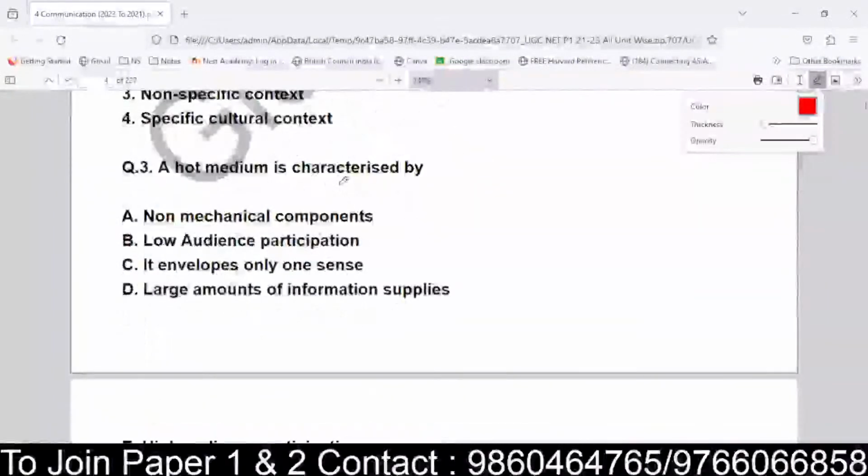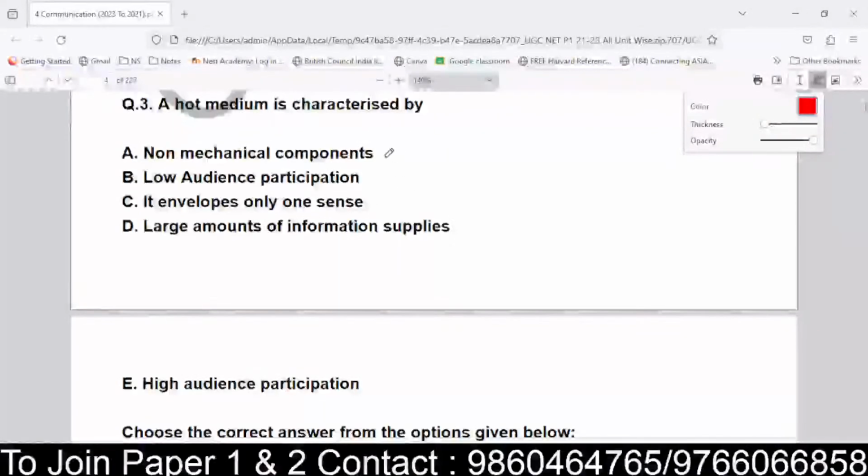A hot medium is characterized by what? Is it non-mechanical components, low audience participation, it envelops only one sense, a large amount of information supplied, or high audience participation? When we talk about a hot medium, what is it characterized by? You have to talk about the characteristics of a hot medium.